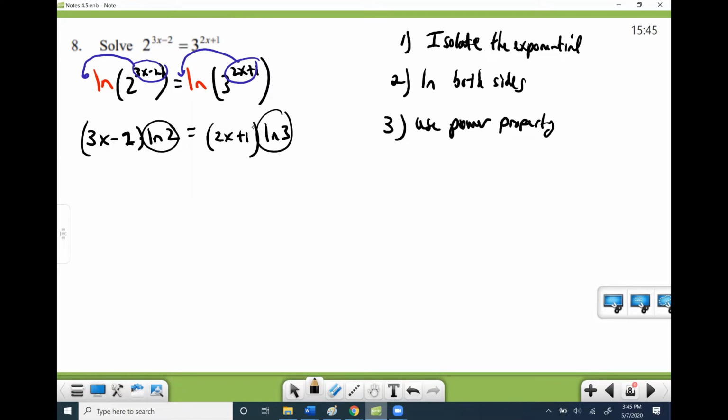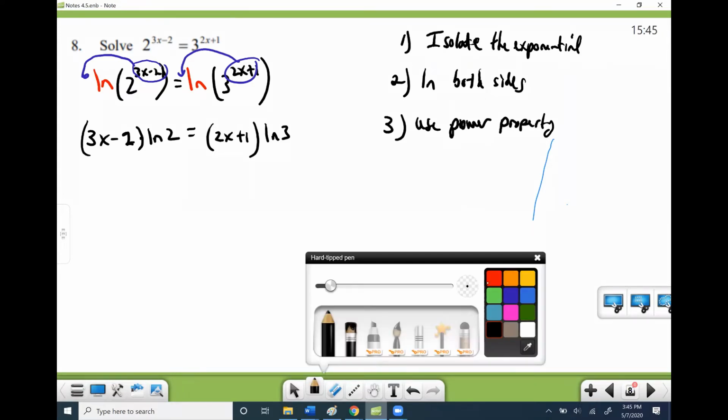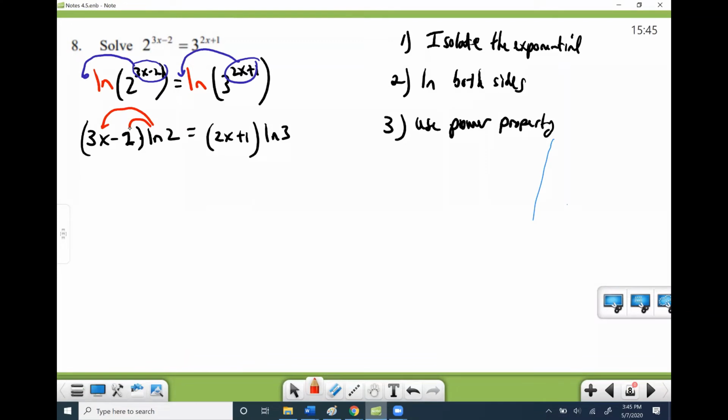These are just numbers. If I had 3x minus 2 and I had a 4 hanging out right there, what would you guys do? You bet. We distribute, huh? We just distribute that guy. So natural log of 2, that's just a number, like 0.69-ish, right? So I'm just going to take that natural log of 2 and I'm going to distribute it for both of these guys. Same thing with the natural log of 3, which is also a number.